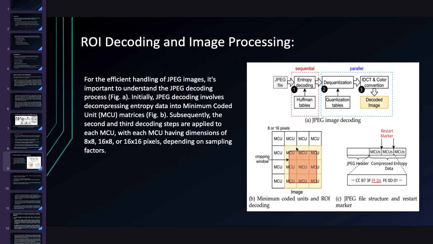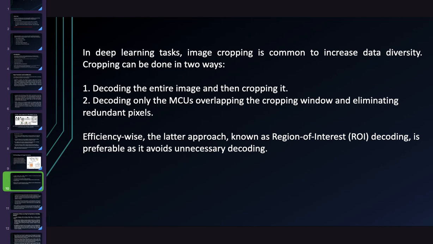matrices. In Figure 1, you can see that initially they convert the JPEG file, transferring entropy data into MCUs, minimum coded units, and subsequently the second and third decoding steps are applied to each MCU, with each MCU having a dimension of 8 by 8, 16 by 8, or 16 by 16 pixels depending on the sampling factor. So this one is the third. Now you can see the second step. And let's see the deep learning task image.